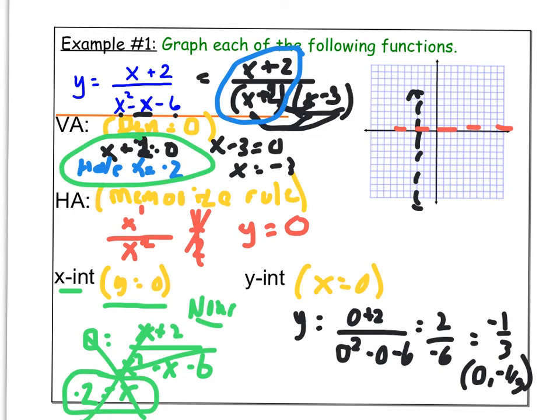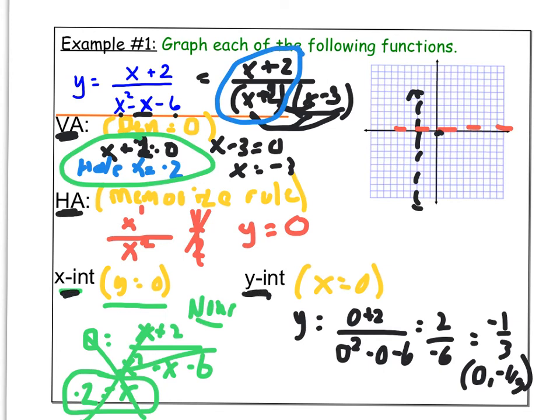So if I was going to graph this, it's going to be really hard on this graph because 0, negative 1/3 is like right there, almost on the origin, but a little bit down. That's how you do it. So that's how you do this problem. So in summary, what am I going to ask you to do? I'm going to ask you to find horizontal asymptotes and vertical asymptotes, x-intercepts and y-intercepts, and that's all.